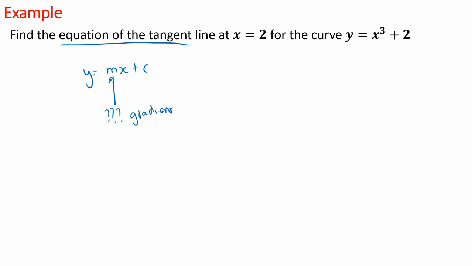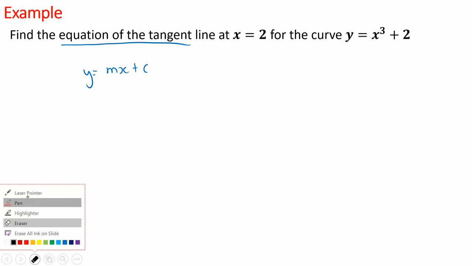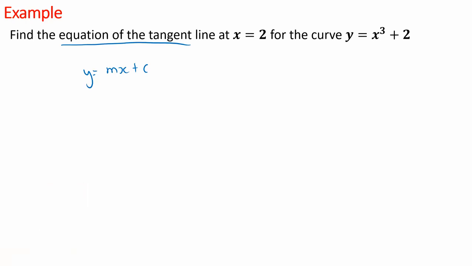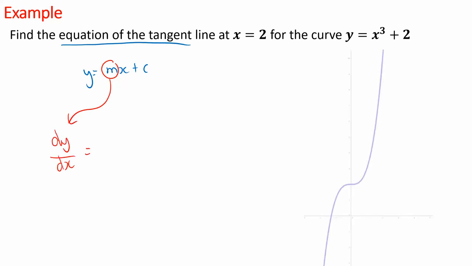All right, here we go. Let's go through answers. Now again, y equals mx plus c. The hardest part is to find the gradient. Listening? To find the gradient, we know that it is the derivative of the curve. This is your curve, y equals x cubed plus 2. So dy/dx, using your rules here, let's find the derivative to find m. What does that equal? What's the derivative of x cubed plus 2?